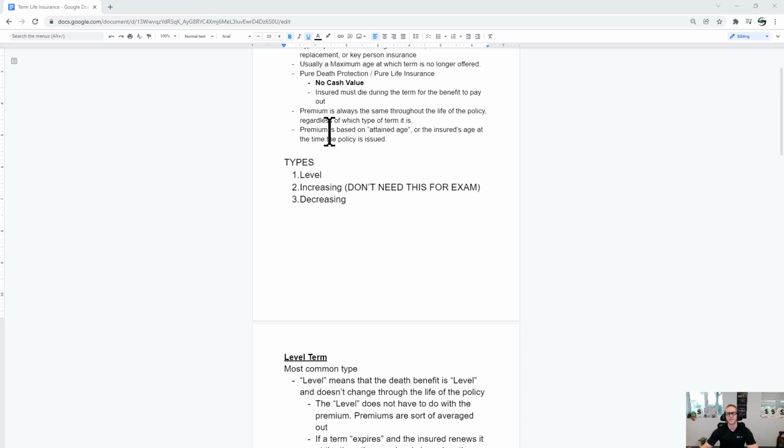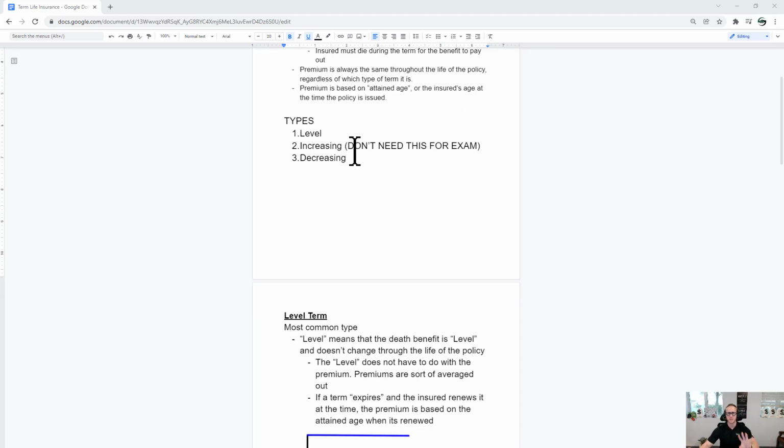And the premium is based on the attained age, so the age that they are when they get the policy. So if they have a 20-year term policy, that premium for 20 years is based on the age when they got it and their approval rating and their health at that time and all that stuff, which is in another video. It's in my underwriting video, which you'll be able to see here as well. Just click on the card. You'll see the notification if you want to learn about underwriting.